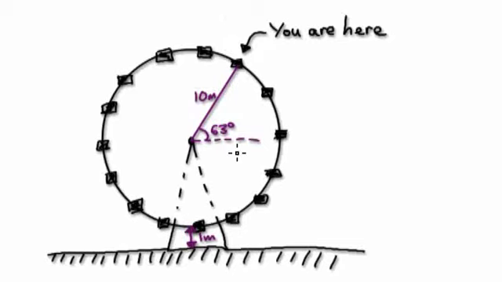Okay, so just remember that if the wheel has a radius of 10 meters, then this here must also be 10 meters, and then don't forget it's 1 meter above the ground. Okay, so all in all, I want to know this height here. So press pause and think about it. Work out, so you're here, work out the height above the ground. So press pause and have a go.